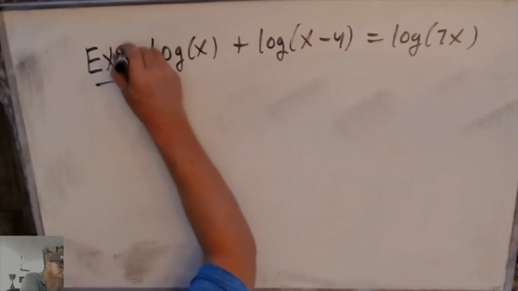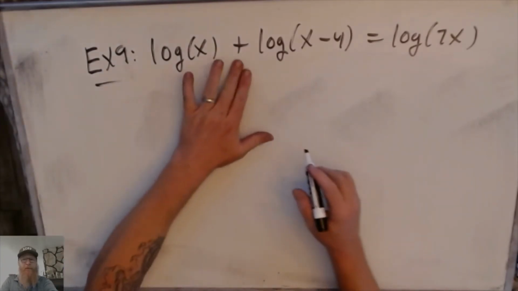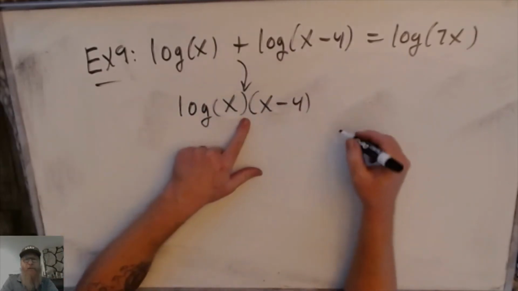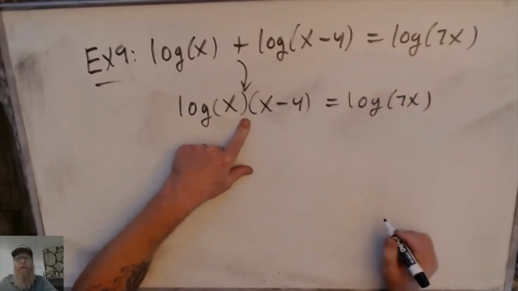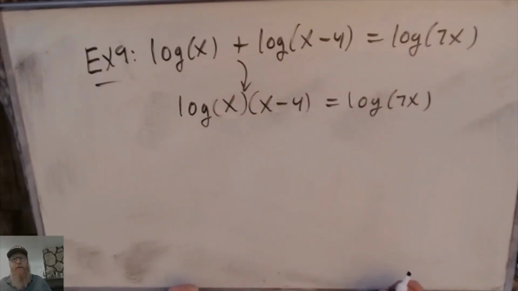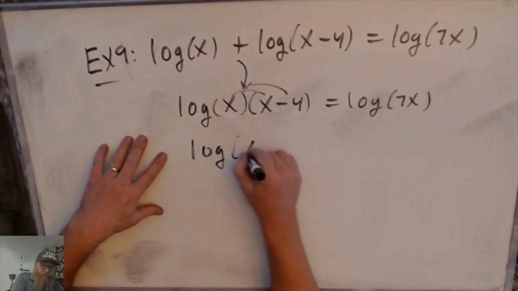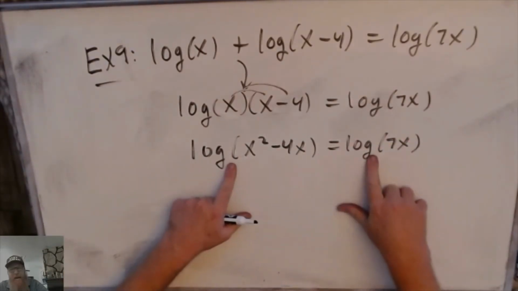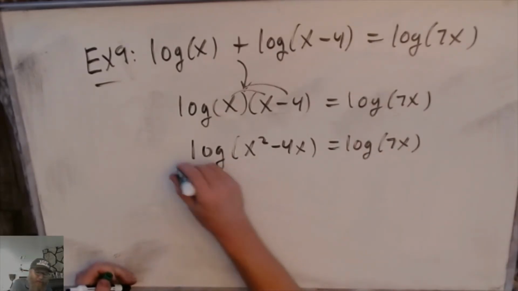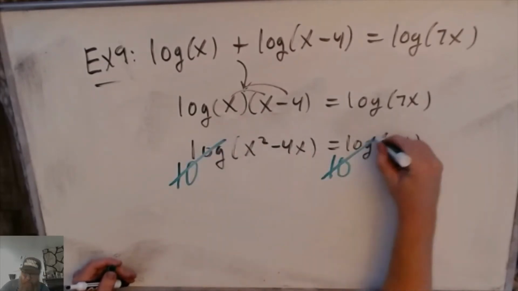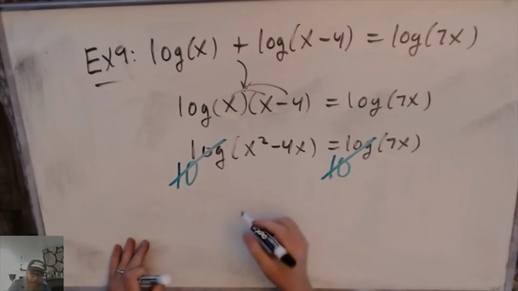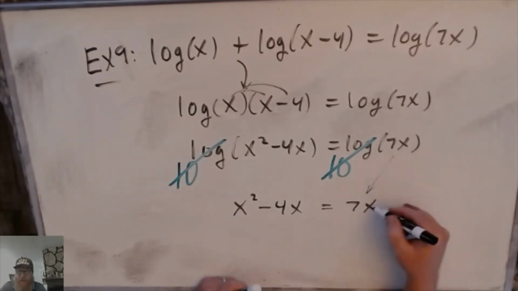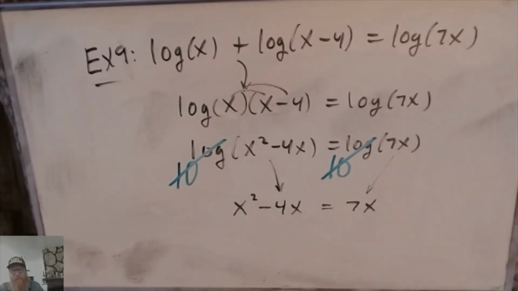Actually, this is number 9, isn't it? Example 9. So again, we're going to use that property. The sum becomes a product. You don't have to worry about this side. This side's done. Now you're going to distribute. I don't see a base, so I assume the base is 10. So base 10 on both sides is going to cancel out. And you just get 7x on the right side and x squared minus 4x on the left side.